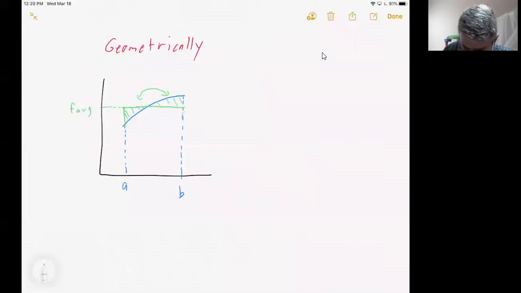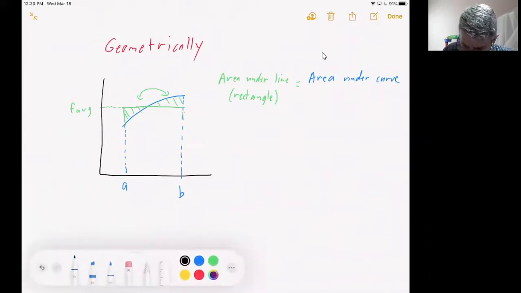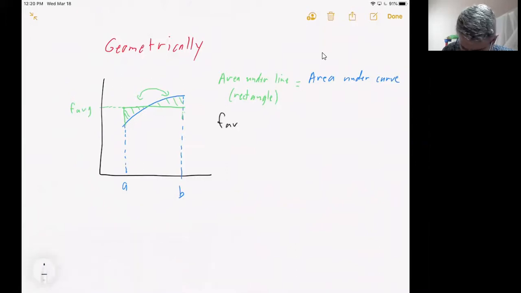Okay, and if we consider the area under the line, which will be a rectangle, that should equal the area under the curve. And when I say area under the curve, I mean between the curve and the x-axis. Now, we can write these out. The area under the line would be f average, that's how tall it is, times the quantity b minus a, that's how wide it is.